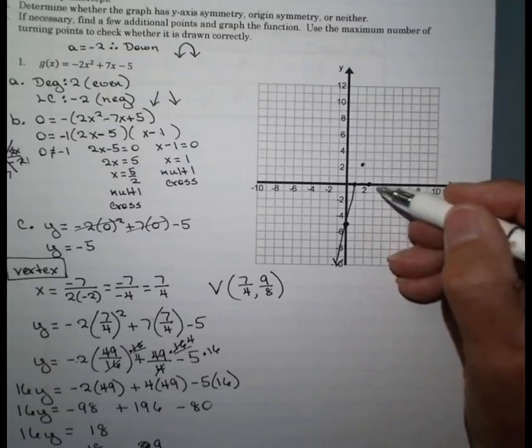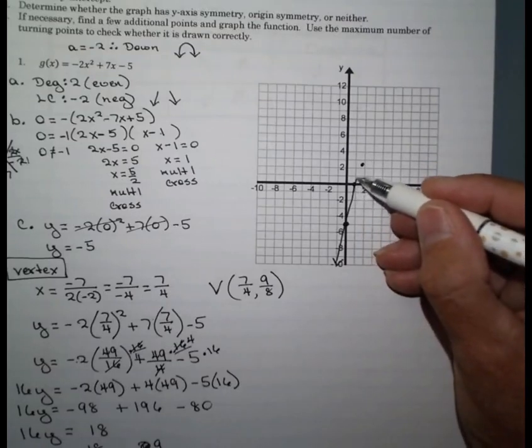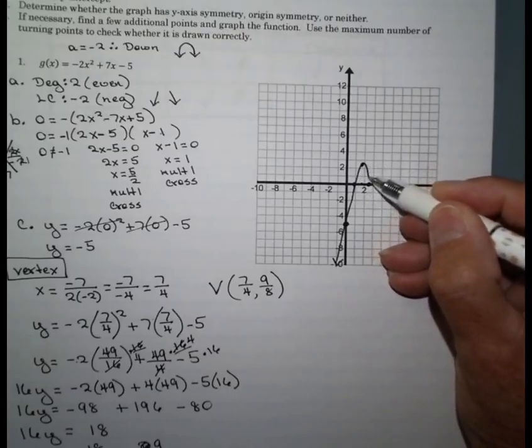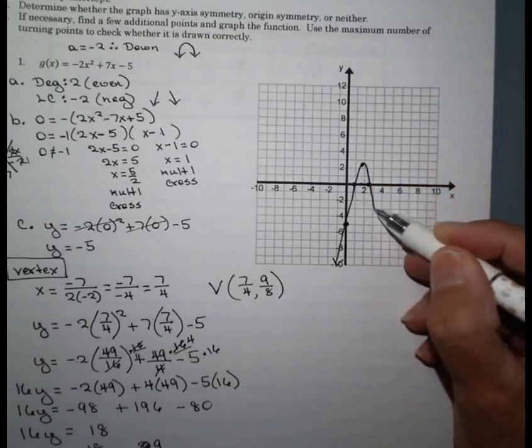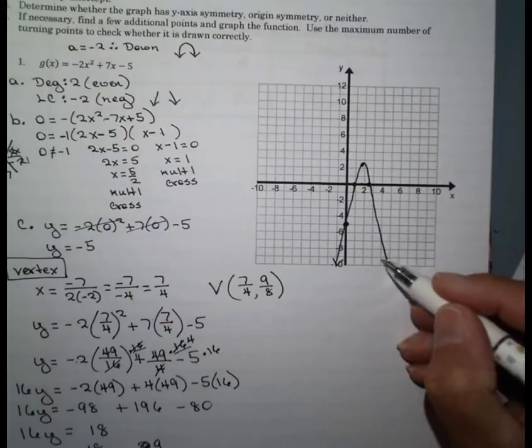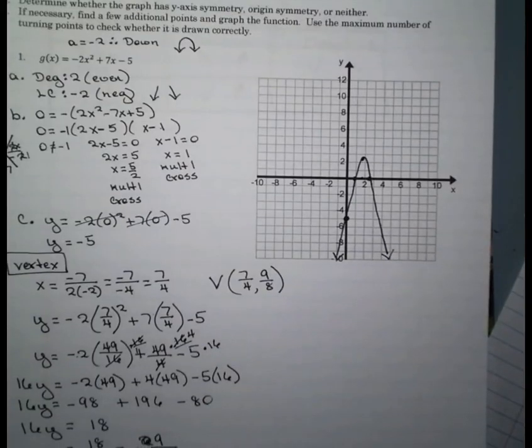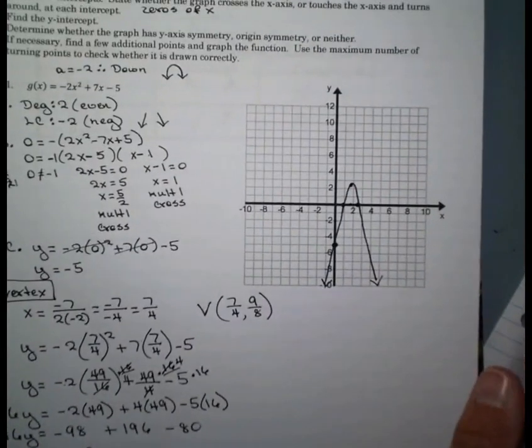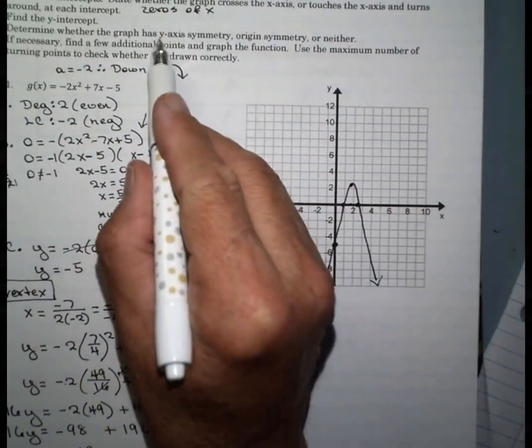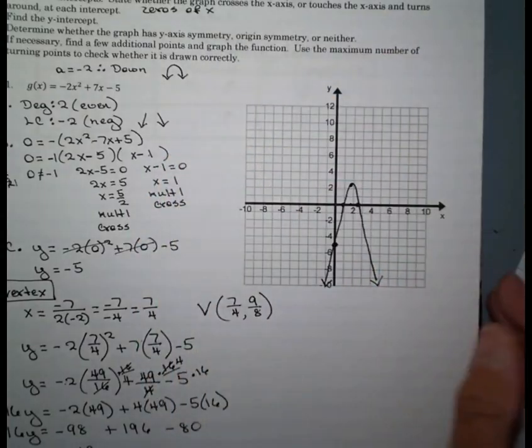Really close, isn't it? Now, I know that it will turn around there and go back through this point and keep on going until it goes down. And that is a really good graph. But let's check this graph and say, does it have y-axis symmetry, origin symmetry, or neither?